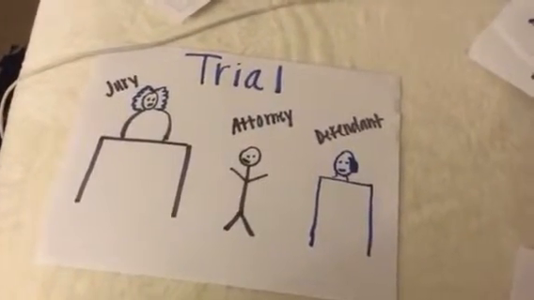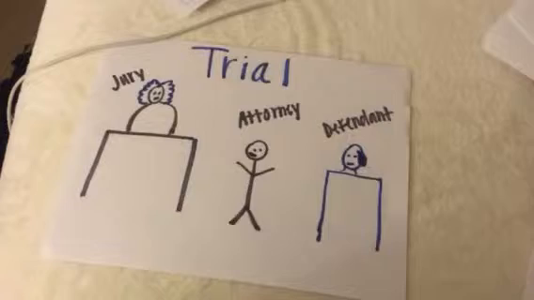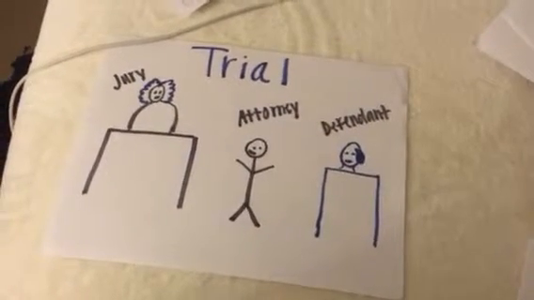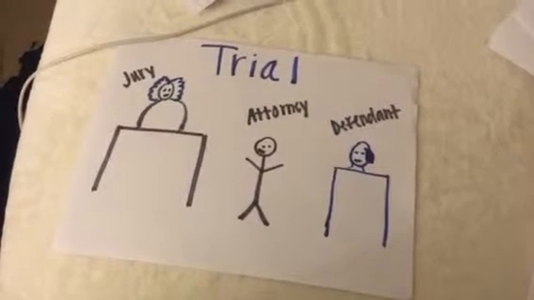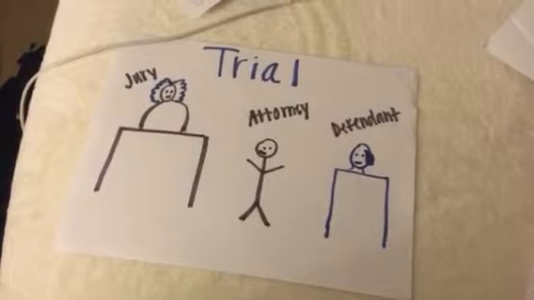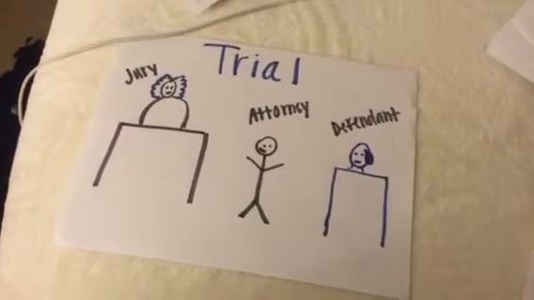And lastly, trial. While you're in trial, you're intended to have a jury of 12 impartial jurors. Both the defendant's attorney and the prosecuting attorney have an opportunity to make opening statements and introduce witnesses and evidence to back up their case.